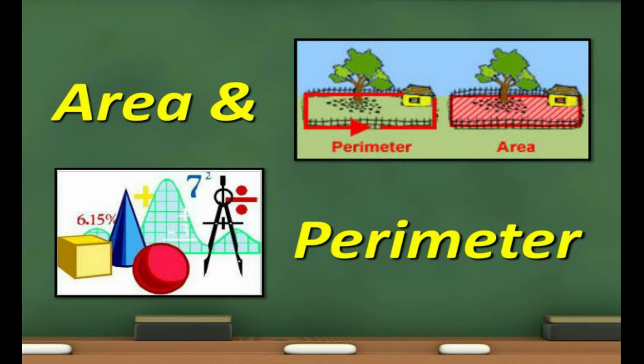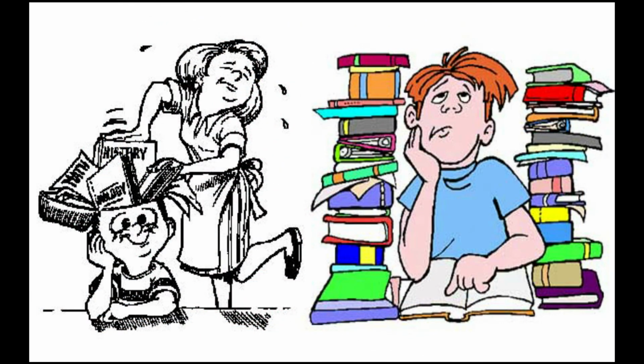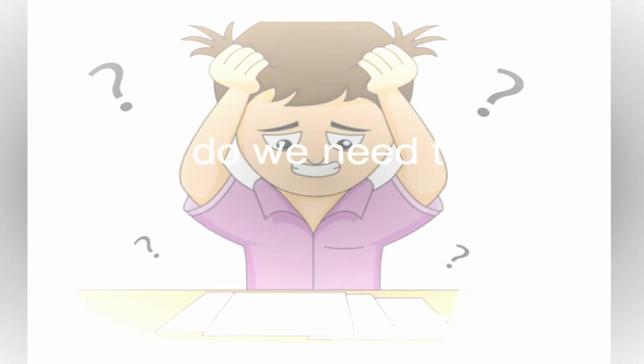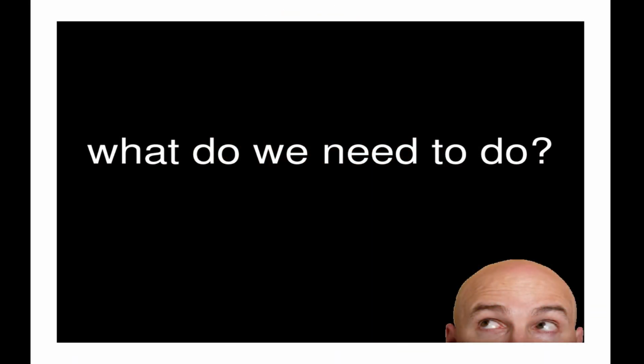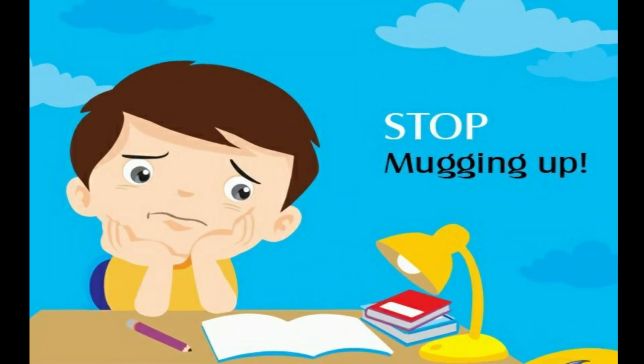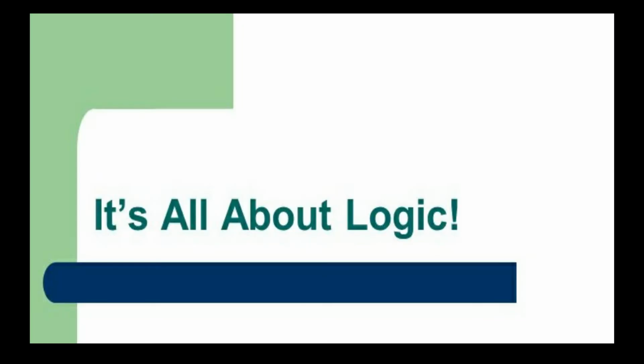The wrong thing we do is that we just mug up the formulas along with the types of the sums, and as a result what happens? In exam, if the sum comes in a different way or in a twisted form, we get confused. So for this, first we have to stop mugging up. Try to understand and clear the concepts, because math is all about logic.